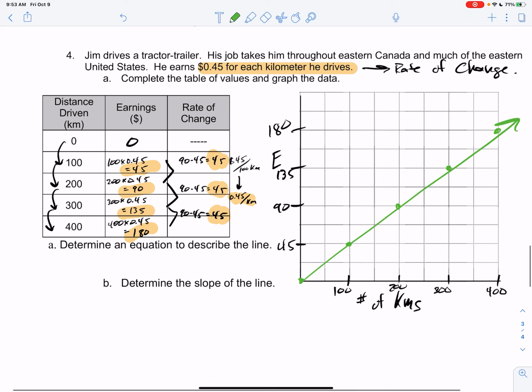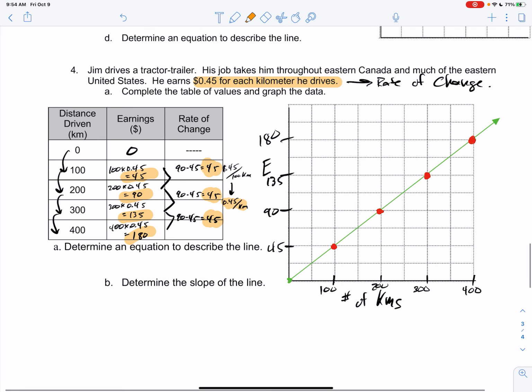And I missed that one there. Let's get that. Okay, there we go. And you'll notice here, 100 kilometers is $45. 200 kilometers, you made $90. 300 kilometers, $135. And lastly, 400 kilometers, you made $180. We've got E stands for your earnings. And in this case, maybe we'll let K be the variable to stand for number of kilometers driven.